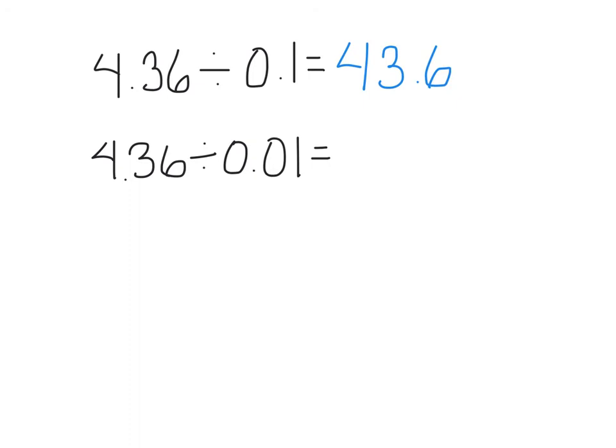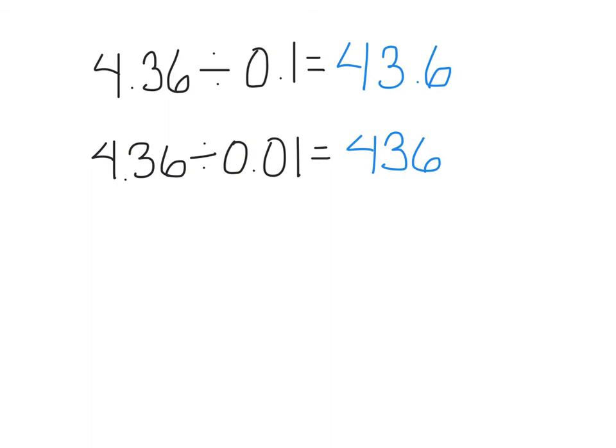The next example is 4.36 divided by 1/100. So we have 2 decimal places, so we're going to move our decimal to the right 2 places. 1, 2, so now it will be after the 6. So it'll be 436.